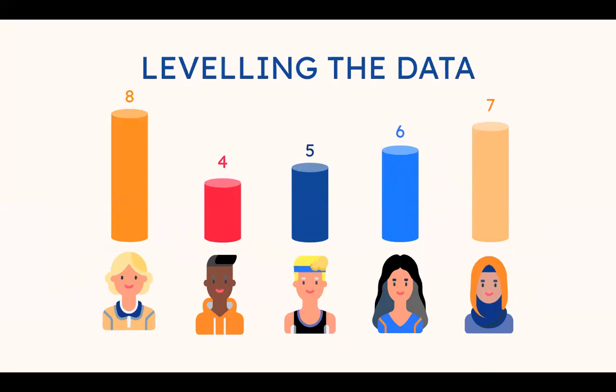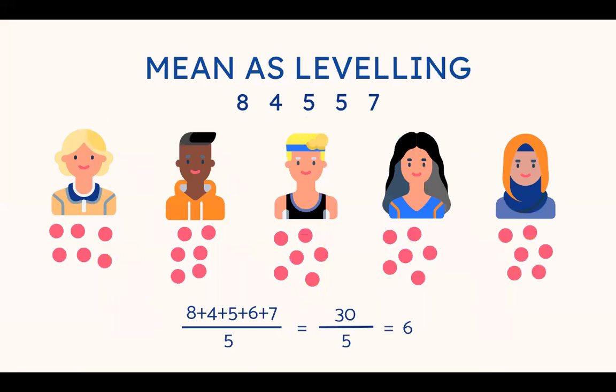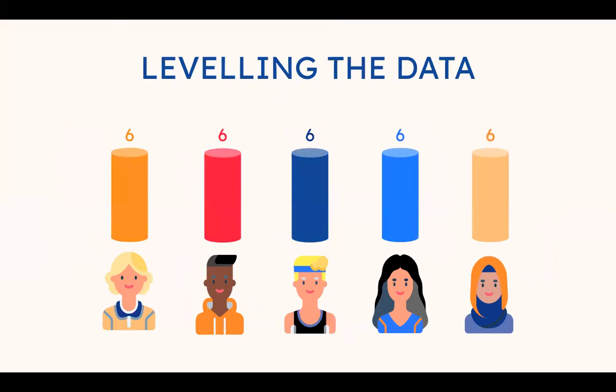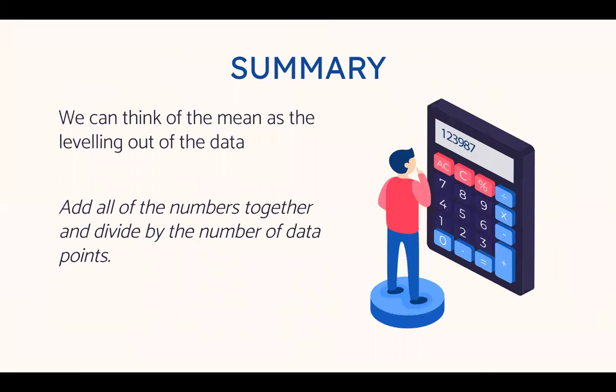So we go from a situation where it's unfairly distributed and we level the data out and everyone gets 6. And we realized before the way we do that is we add all the numbers together and divide by how many students there are. So just to summarize, we can think of the mean as a leveling out of data. And the way we can do that is to add up all the numbers together and divide by the number of data points that there are.